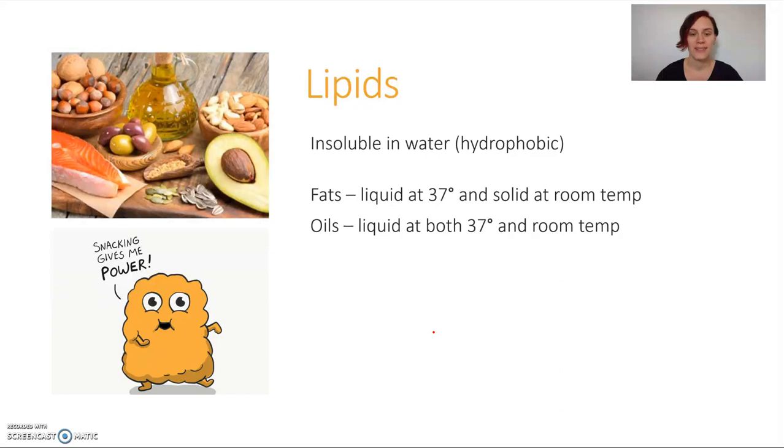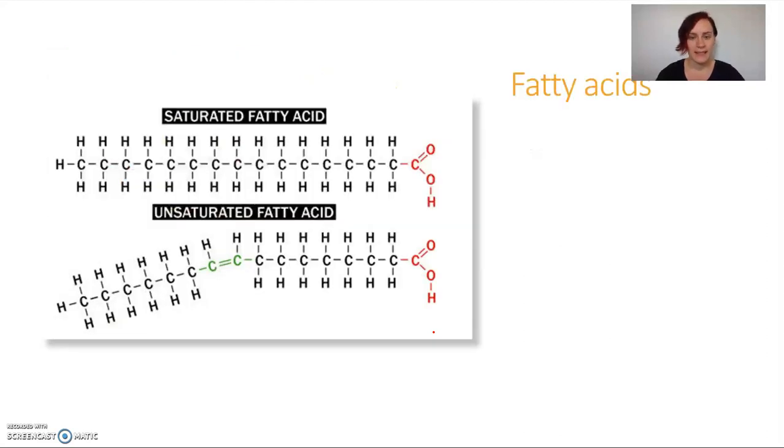Our fats are the ones that are solid at room temperature and liquid at 37 degrees. Oils are liquid at both 37 and room temperature. And we will be talking about the types of lipid tissue in our body as well. All right, lipids are made up of only carbons, hydrogens, and oxygens. Fatty acids are an unbranched hydrocarbon chain. We've had a chat about them before.